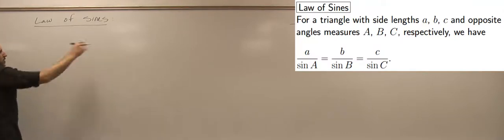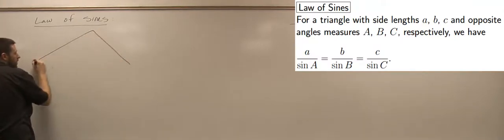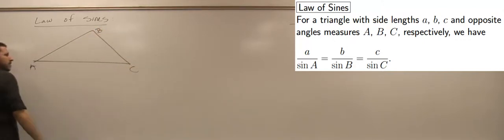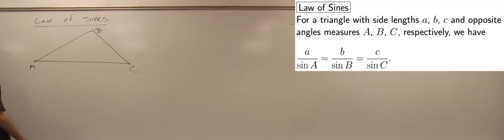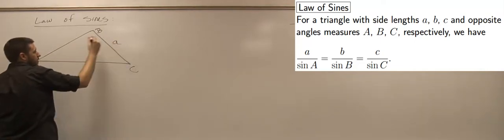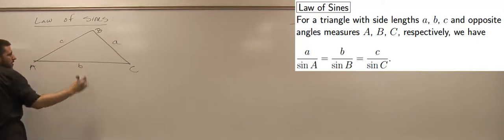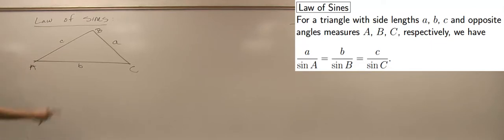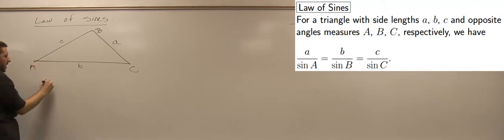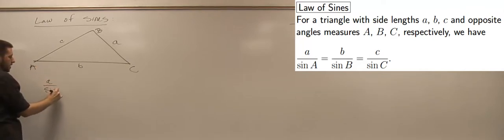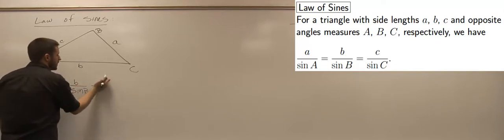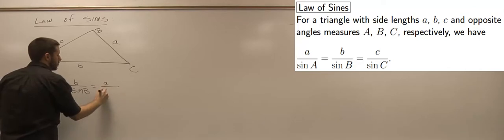If you have a triangle labeled so that the angles are capital A, B, C, and remember we said there's this standard labeling where opposite side lengths are the lowercase letters. So if you have a triangle labeled in this fashion, whether it's a right triangle or not doesn't matter, you can write the following equation. Little a over sine big A has to equal little b over sine big B has to equal little c over sine big C.